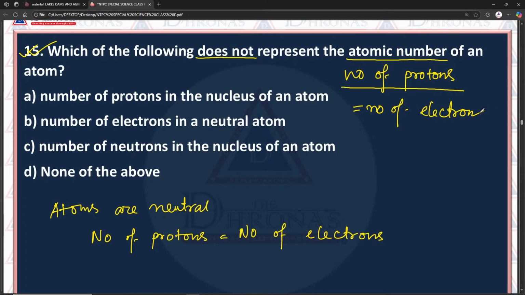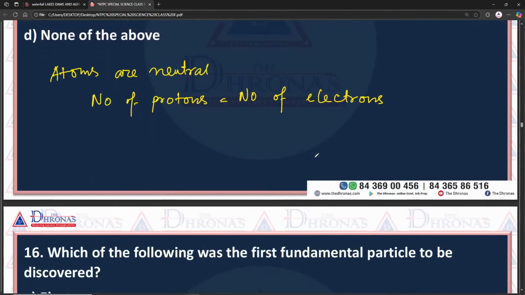But what will you not get to know? Obviously, the number of neutrons in the nucleus of an atom. From the atomic number you cannot get information about the number of neutrons in the nucleus of an atom. Okay. So moving on to the next question.